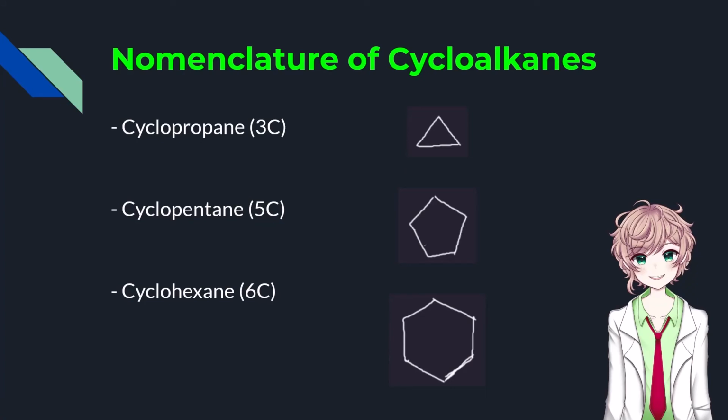Cyclopentane will look something like this. Remember, pent means 5 carbons. Cyclohexane will look something like this. And we're going to be working a lot with cyclohexane in the coming lectures.